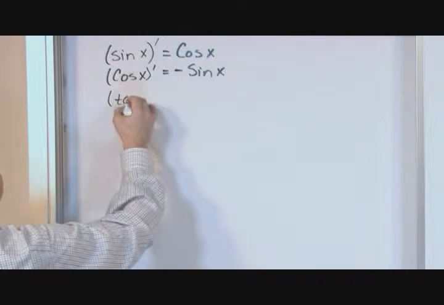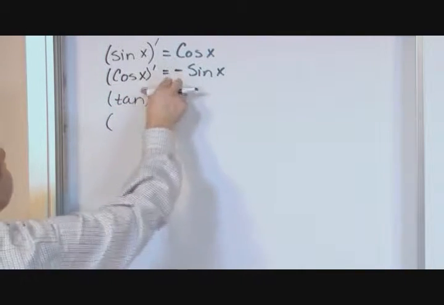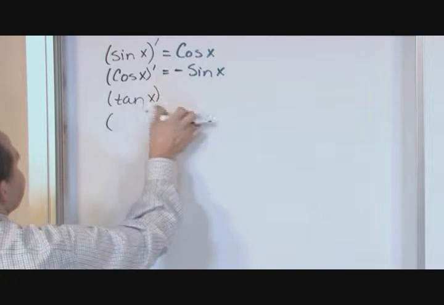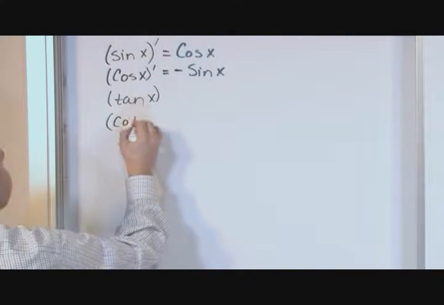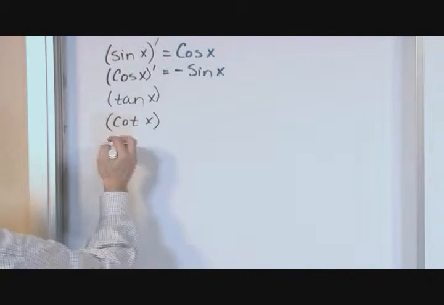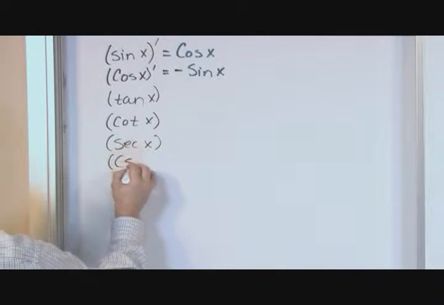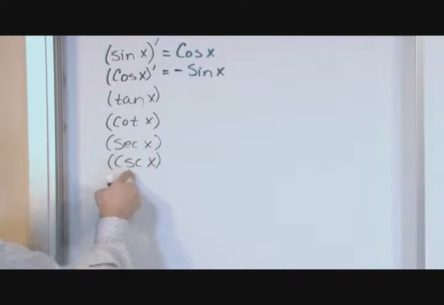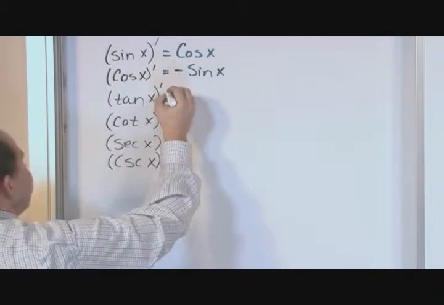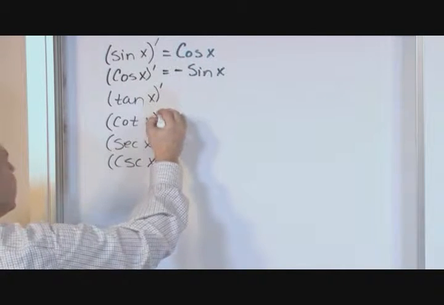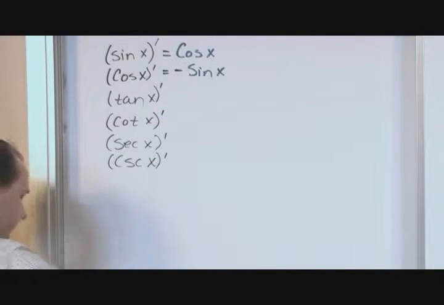We'll have tangent of x. We have the cotangent, written as cot of x, and then the secant function, and then the cosecant function, which is csc. Now, let me put my little derivative marks on all of these.